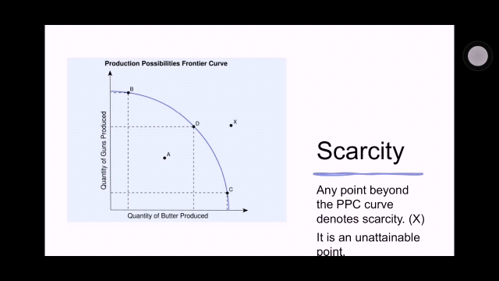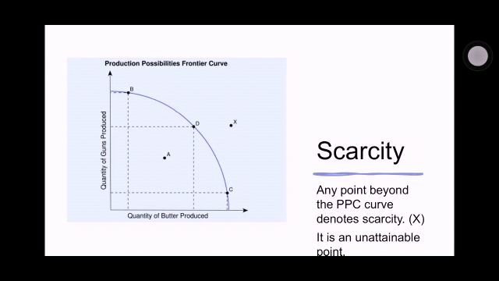Next we have scarcity. Tell me which point denotes scarcity. It's obvious, it's point X. Why is that? Any point beyond the PPC curve denotes scarcity. Why? Now points B, D and C, when you are producing at these points, you use all the resources you have in your economy.